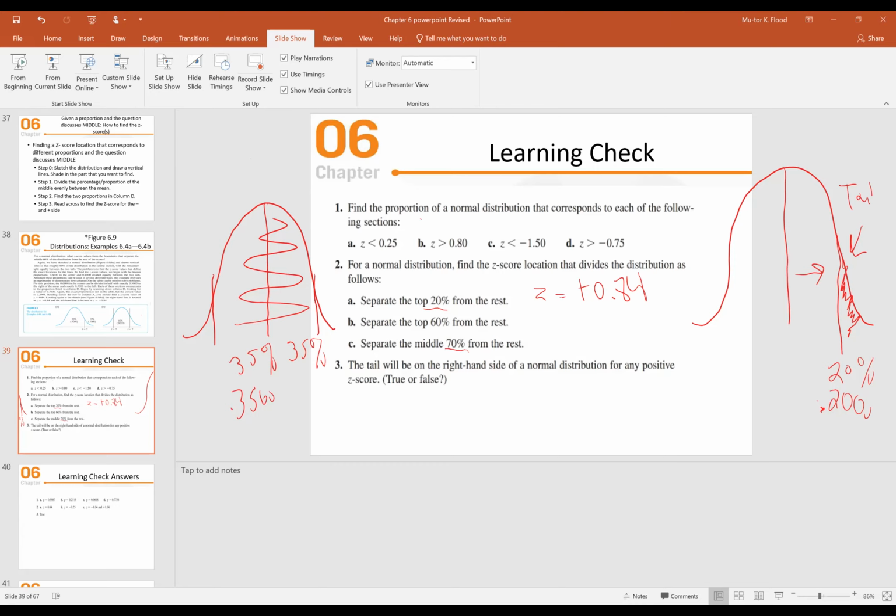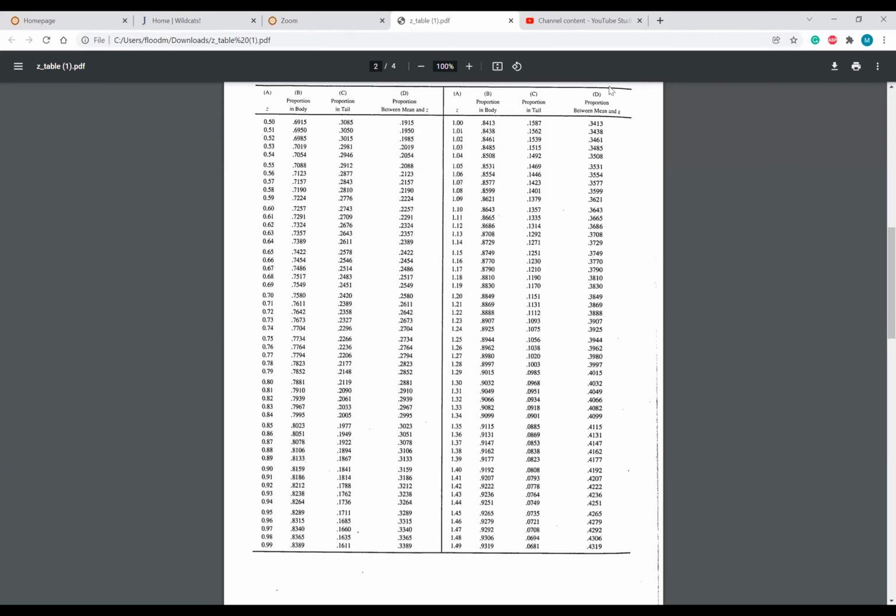All right, so let's go to our unit normal table. We're going to look into column D and find the closest number to 0.3500. If we're looking down here, we're looking at threes, proportion in column D. The number that is closest to 0.3500 is 0.3508, which corresponds to a z-score, which is what they're asking you, of 1.04.